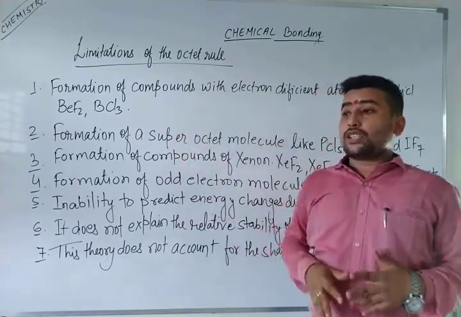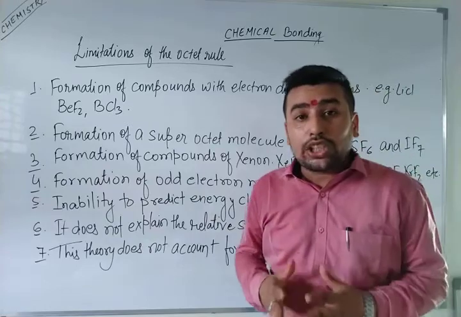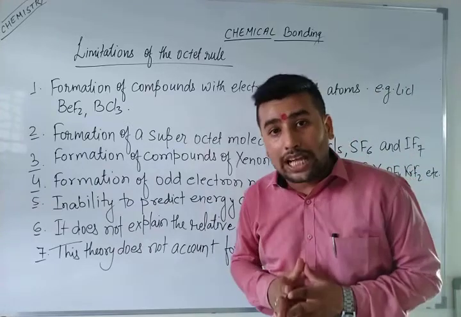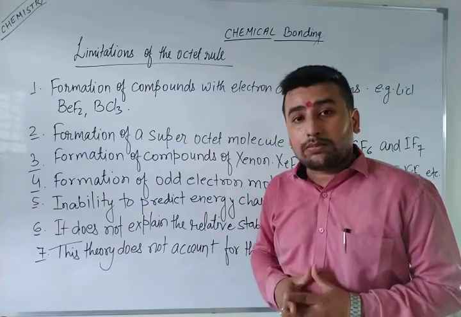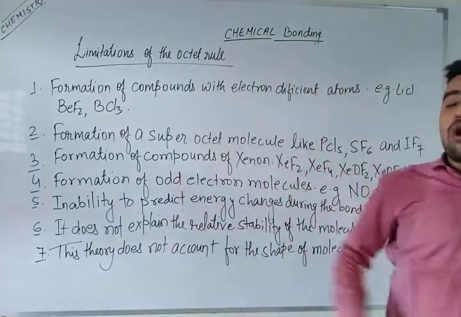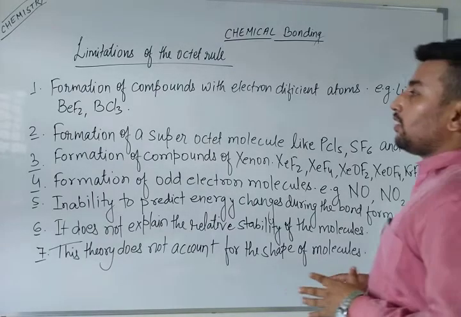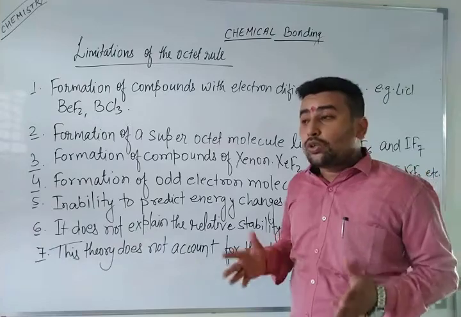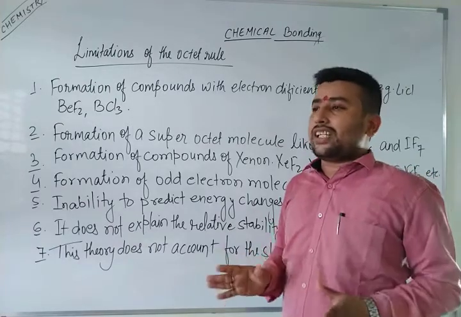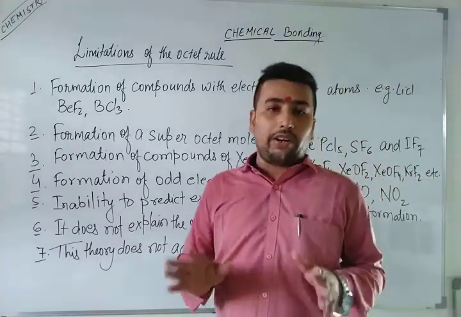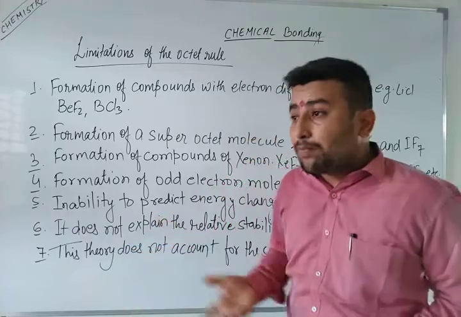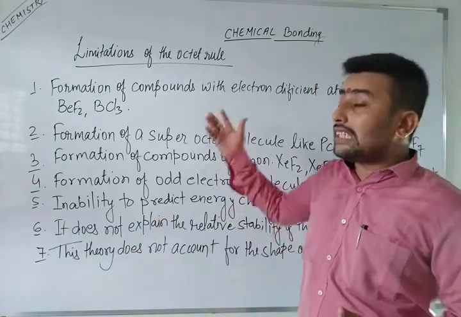If anybody asks you why the octet rule has failed, why the Lewis theory has failed, you just have to show all these 7 limitations. According to these 7 limitations, you can generally explain why there is a failure of the Lewis octet rule. Generally the Lewis octet rule was very nice, but it can't explain the shape, size, structure and these few points.